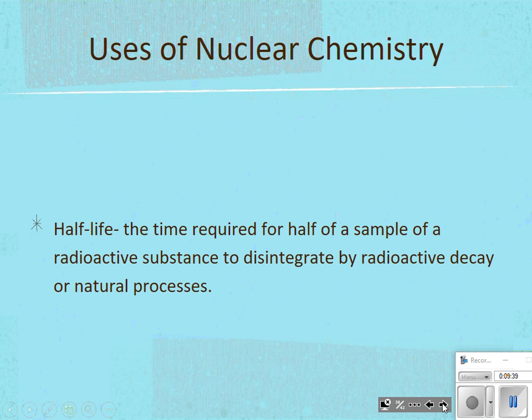Now, what are some uses of this nuclear chemistry we've been talking about? Well, the first one is the half-life. All that the half-life is, is simply the time required for half of a sample of a radioactive substance to disintegrate by radioactive decay or natural processes. The time required for half of the sample of a radioactive substance to decay.